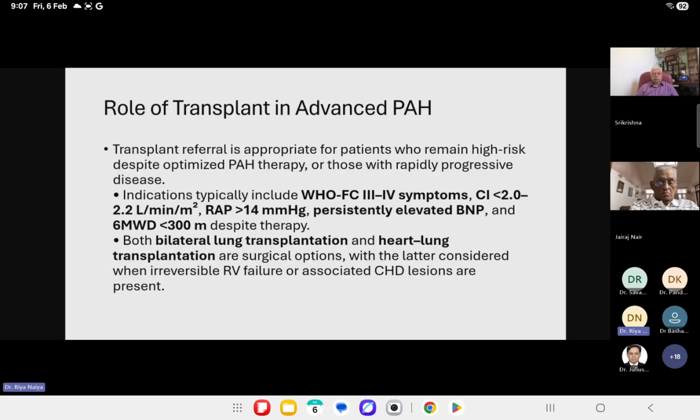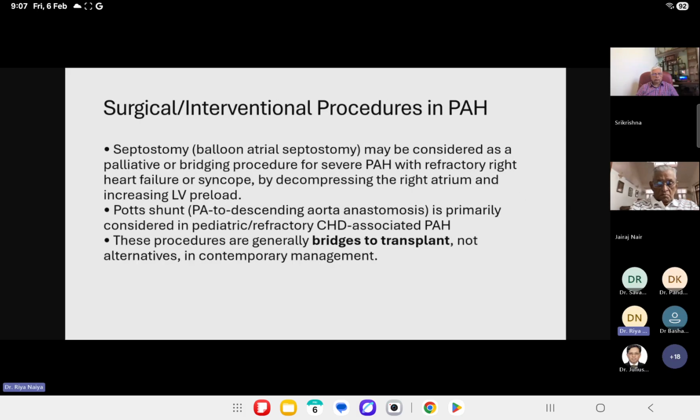Surgical intervention or procedures in case of pulmonary artery hypertension. Septostomy, that is balloon atrial septostomy, may be considered as a palliative or bridging procedure for severe PAH with refractory right heart failure or syncope by decompressing the right atrium and increasing the LV preload.